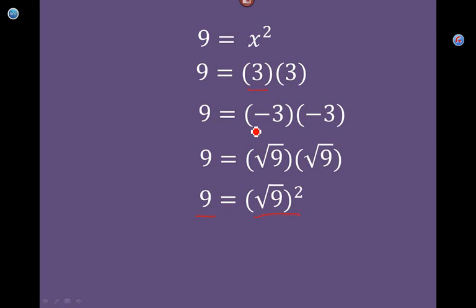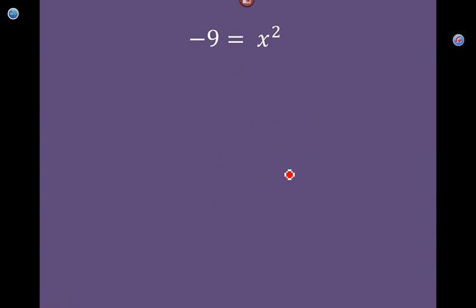So notice that this could be a solution, this could be a solution, but this could also be a solution to x. So then in this problem, what times itself is -9? Well, I know it's not 3, and I know it's not -3. It couldn't be 3 times -3, because that's not x squared. So the only other way to represent this would be that -9 is equal to the square root of -9 times the square root of -9.